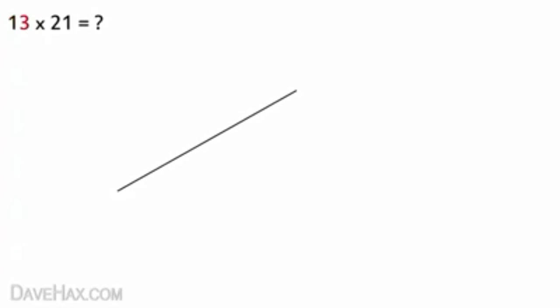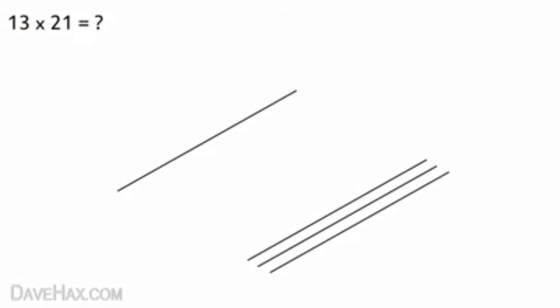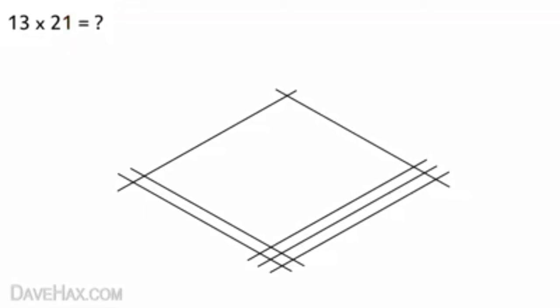like this. The next digit is 3, so we leave a little space, then draw 3 lines parallel to the first one like this. After the multiplication sign, the first number we have is 2, so we draw 2 lines next to each other from here to here. And the final digit is 1, so we draw 1 line from here to here. That's the first part complete, and it should look something like this.